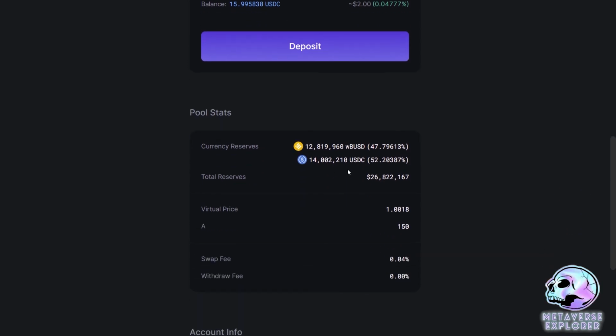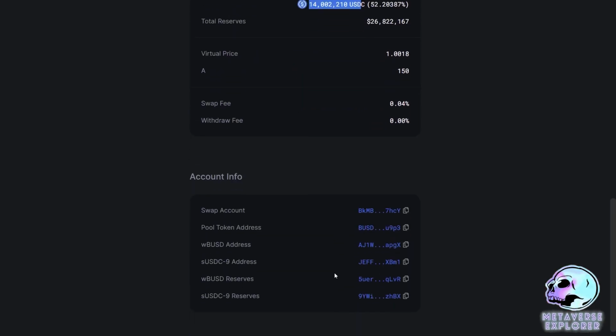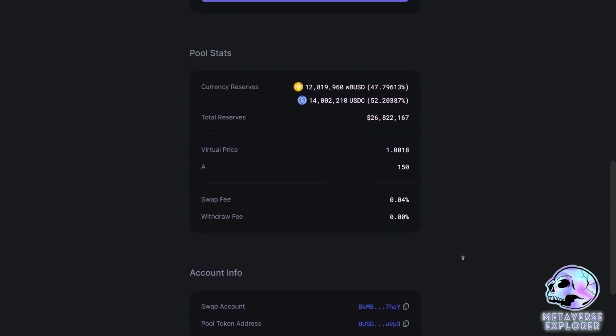We can have a look at the pool itself. That's 52% of USDC and 47% of wrapped BUSD. So that tells me there's more people adding to this pool as USDC than wrapped BUSD. What's the swap fee? 0.04. Withdrawal fee? Nothing. And this is a few of my other transactions you can see.